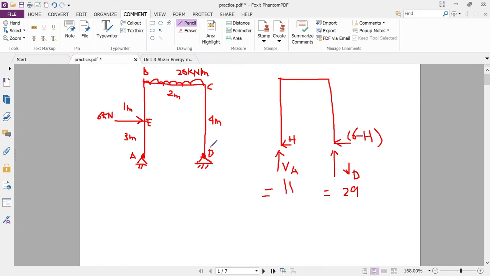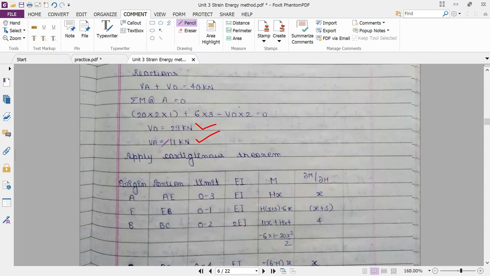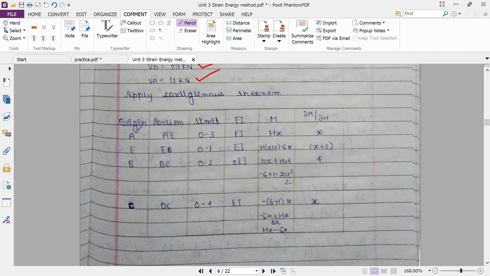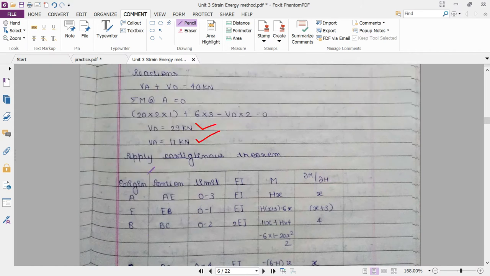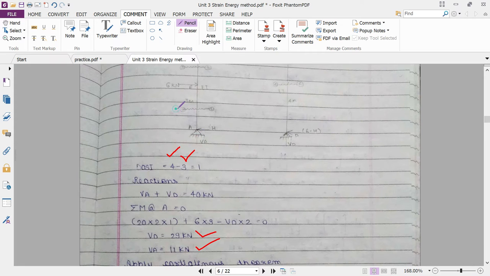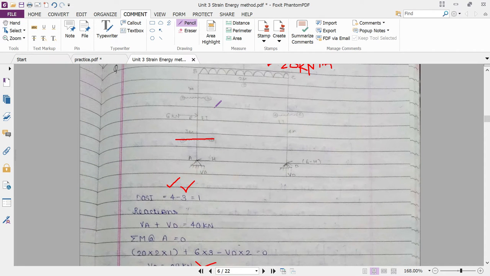Now we have calculated the reactions, then we apply Castigliano's theorem, with origin, portion, limits, EI, M, and del M by del H. First of all we consider portion A, where we mark the section here. As I have already told, whenever loading is there on the structure, we have to cut the section one before the loading and one after the loading. But for which type of loading? Only for the point load, not for the UDL. So here the point load is there, therefore we have to cut the section before the point load and then after the point load.